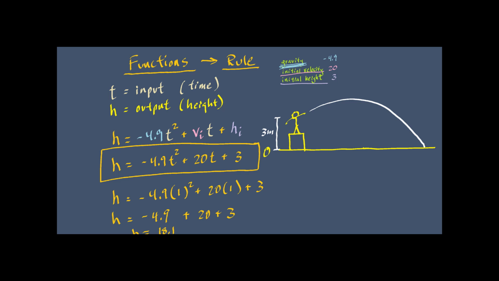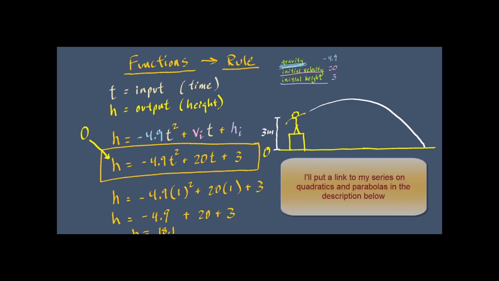Well, you would just input 0 now for the h. So what used to be the output is now the input. You'd put in a 0 for h, and you would solve this and figure out what t is. Now, that's a little complicated, and we can get into that in another video. And actually, I think I talk about this in my video about quadratics and parabolas, so you can find that series and have a look at that if you want. Point being here, just another function with inputs and outputs that is useful in real life.